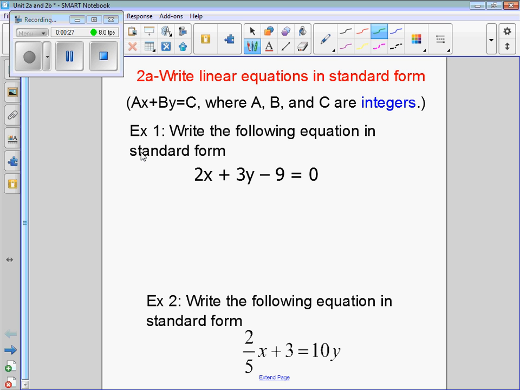To write it in standard form, we need a number in x, a number in y, and then just a number. So we have a number in x, a number in y, and this number moves. We just got 9. So 2x plus 3y equals 9. Each number in front of the variables and after the equal sign are integers: positive, negative, whole numbers.